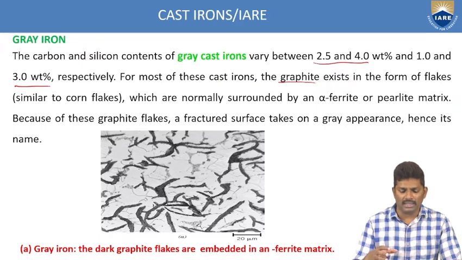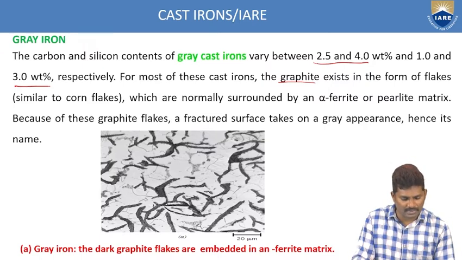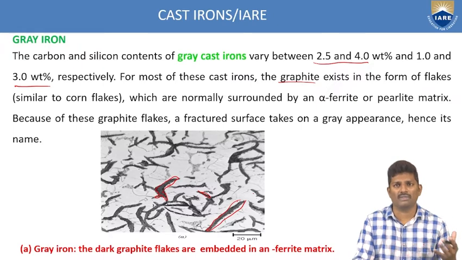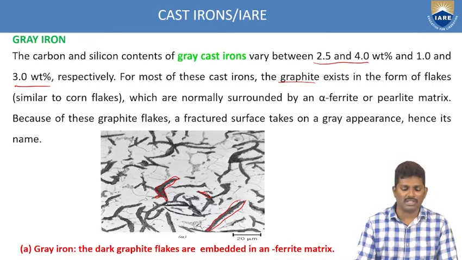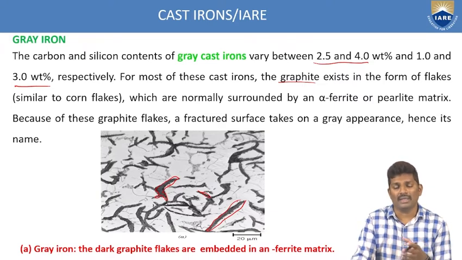Now in this case, the graphite exists in the grey cast iron. These graphites are arranged like flakes. You can see in this figure the black regions. These are the graphites, which are in a flake arrangement, similar to cornflakes. That's why it is named graphite flakes. They are normally surrounded by alpha ferrite or the pearlite matrix. The pearlite matrix is nothing but again the alpha zone.